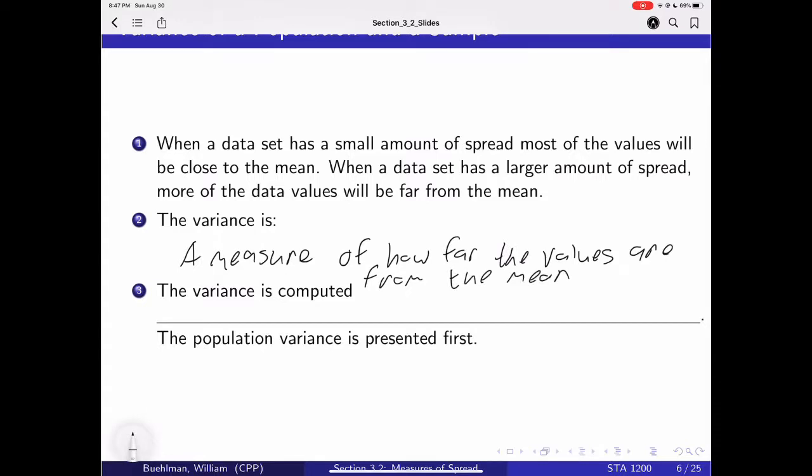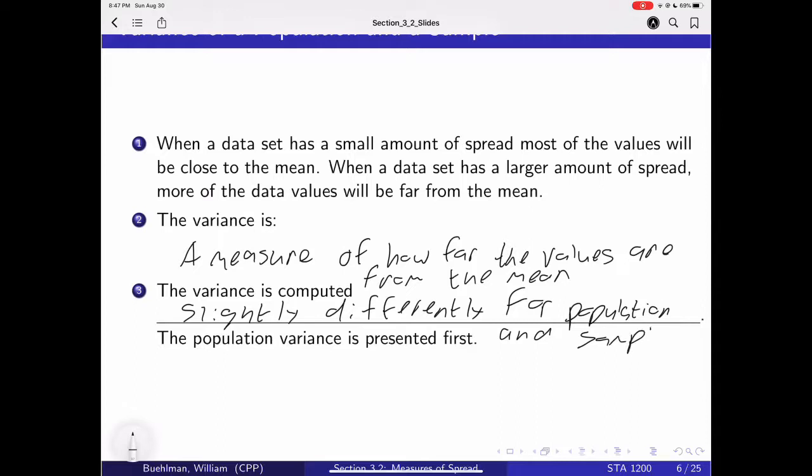So the variance is computed slightly differently for populations and samples. So we're going to look at the population variance first.